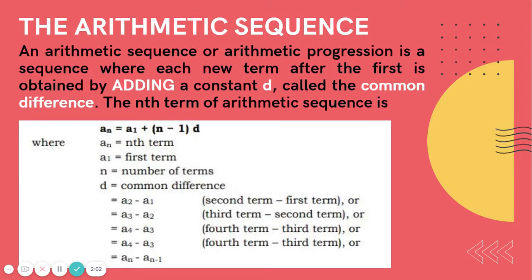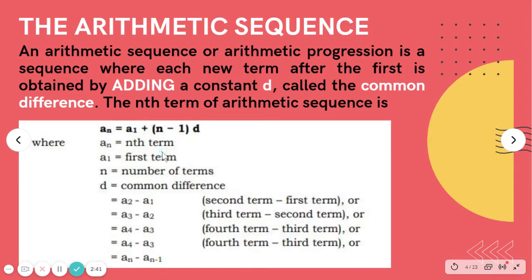Now, let us define arithmetic sequence. So an arithmetic sequence or arithmetic progression in other books is a sequence where each new term after the first is obtained by adding a constant called the common difference. So here is the formula for the arithmetic sequence. We have a sub n is equal to a sub 1 plus the quantity of n minus 1 multiplied to d. What do we mean by a sub n? That is the nth term.